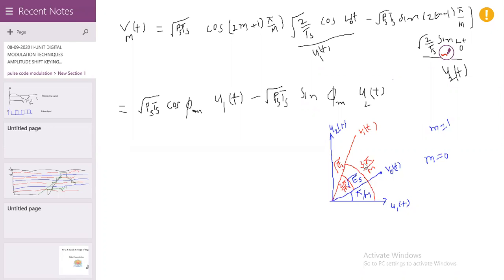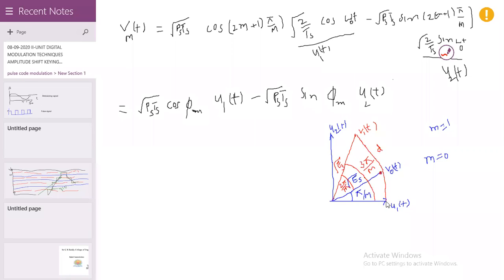So the symbol to symbol, this is one symbol, this is another symbol. The angle from symbol to symbol is equal to 2 pi by M for this M-array FSK. Here we can find this is the resultant of one symbol, this is the resultant of another symbol. The distance between symbol to symbol is d.